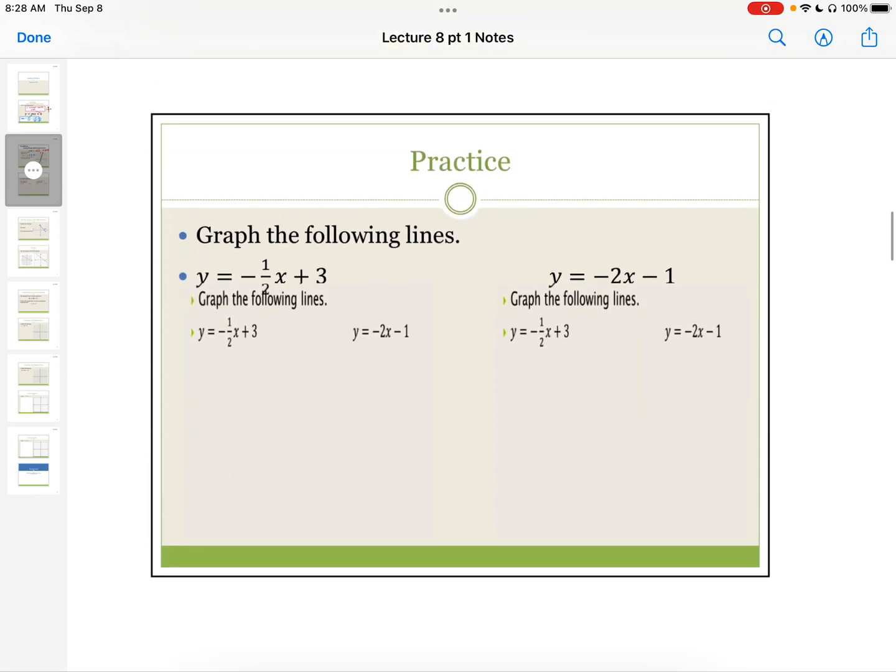Okay, I want us to go ahead now and, oh my goodness, I don't think that's what your guys' page looks like. I'm sorry that that's what mine looks like. But I would like you guys to graph the following lines. Okay, so pause the video, graph these 2 lines down below. Okay, hopefully you guys have paused the video there.